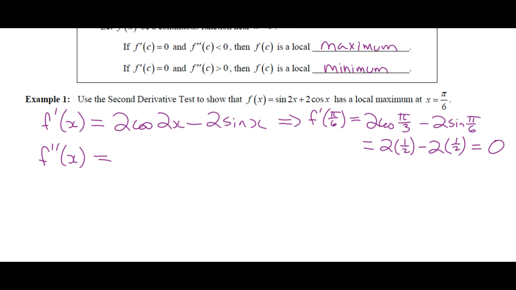So I'll pause. You can calculate. Negative 2 sine x, and then another 2 minus 2 cos x. Sorry, that's a sine 2x. Okay, so negative 4.